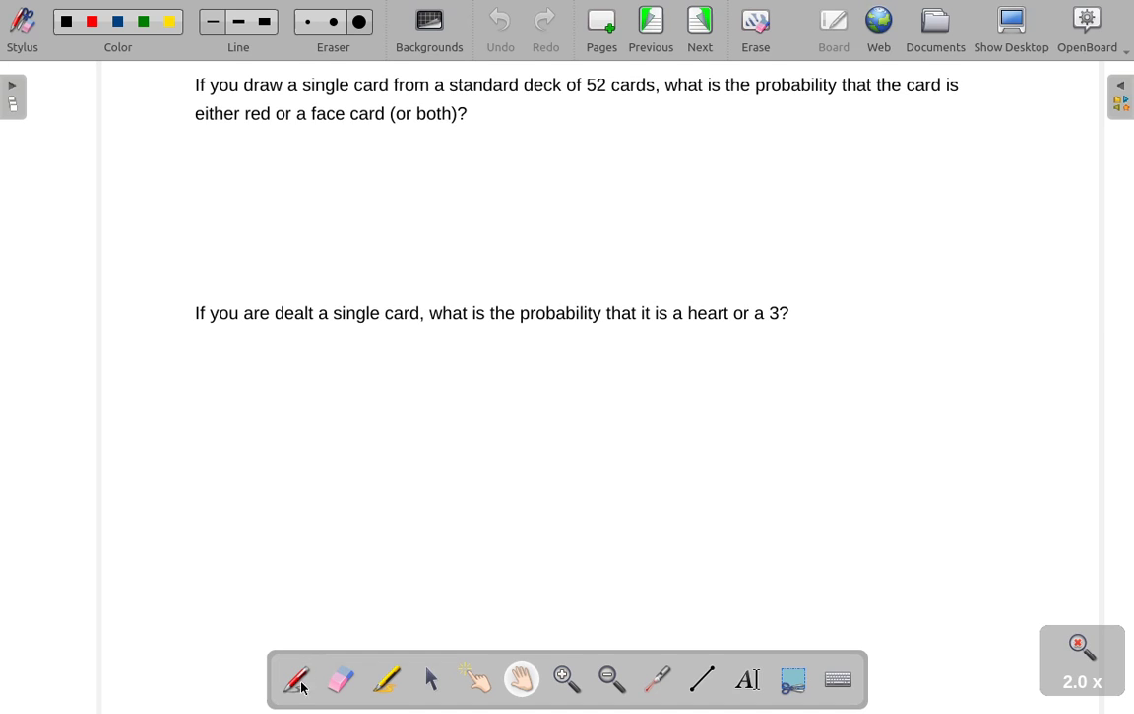If you draw a single card from a standard deck of 52 cards, what is the probability that the card is either red or a face card, or both? Alright, so let's first figure out the probability the card is red. I'm going to pull out my deck chart here. So, a red or a face card or both.